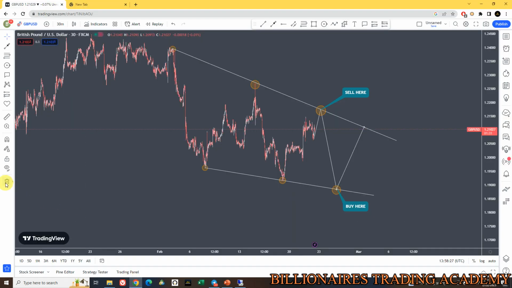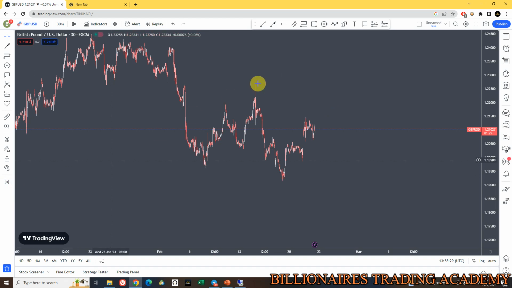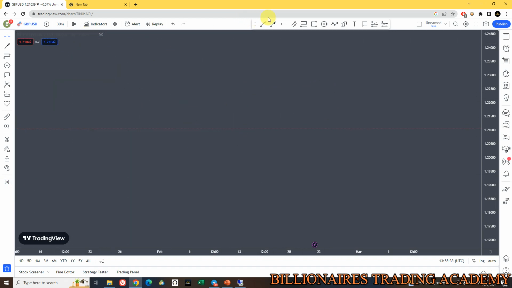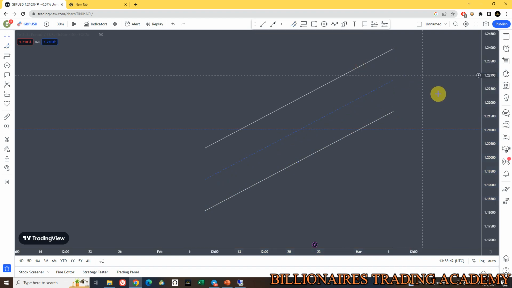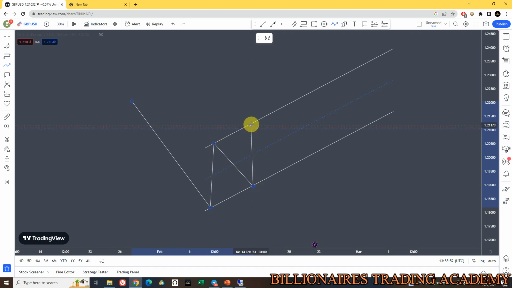So let's say, let me just delete this. Let me also do this. Let me just hide this. So let's say you have drawn your trend lines. Let's say you've drawn your trend lines like this. You've drawn your trend lines like that. And after drawing your trend lines like that, price is moving like this, right? Price is moving like this.